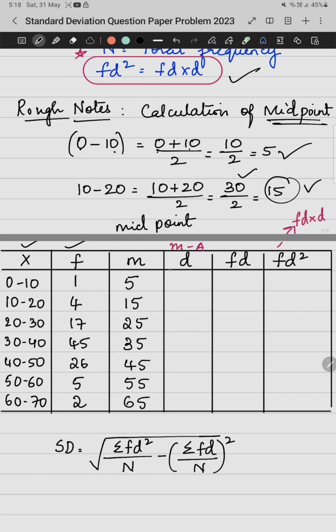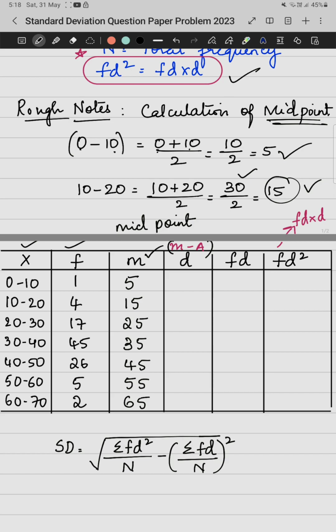Next we are going to do the d value. D is m minus a. So m we already calculated here. Now a you have to identify. A is assumed mean. That means you are assuming some value. It's an assumption, so you can assume any value. Anybody who is listening to the video, please select any value and try to do the sum in the same procedure. You should be getting the same answer.